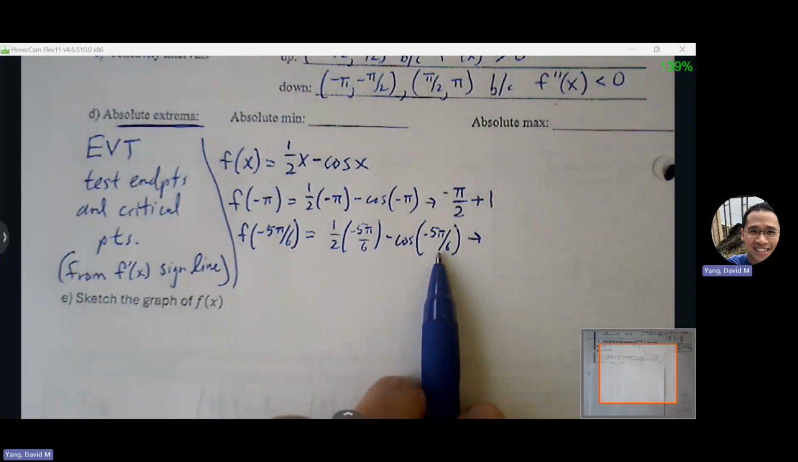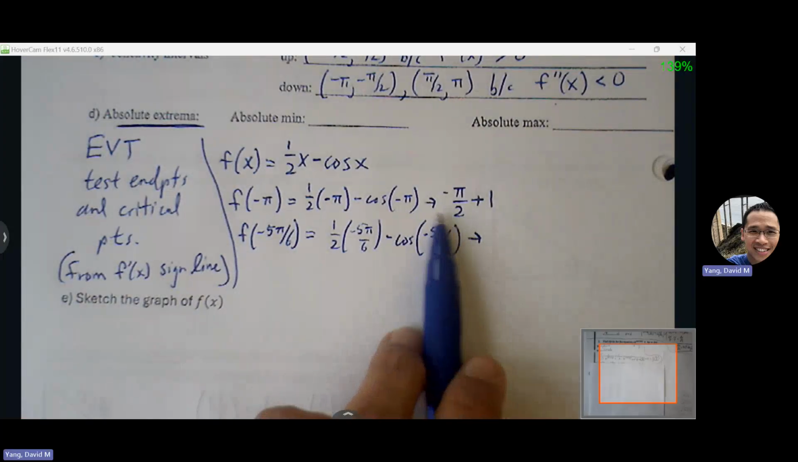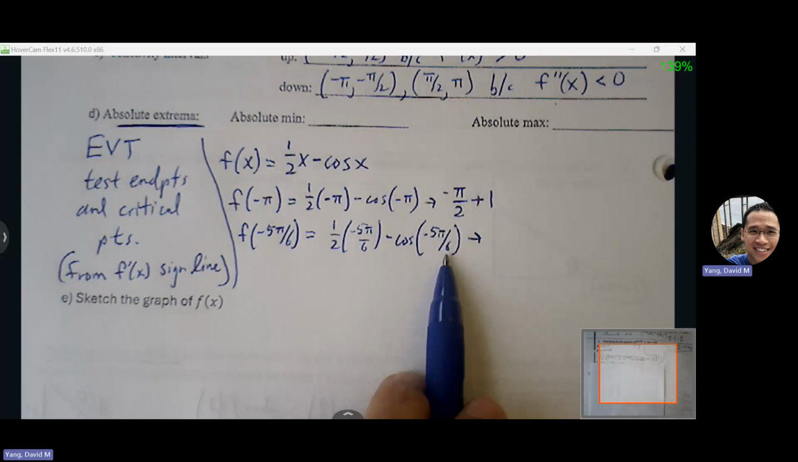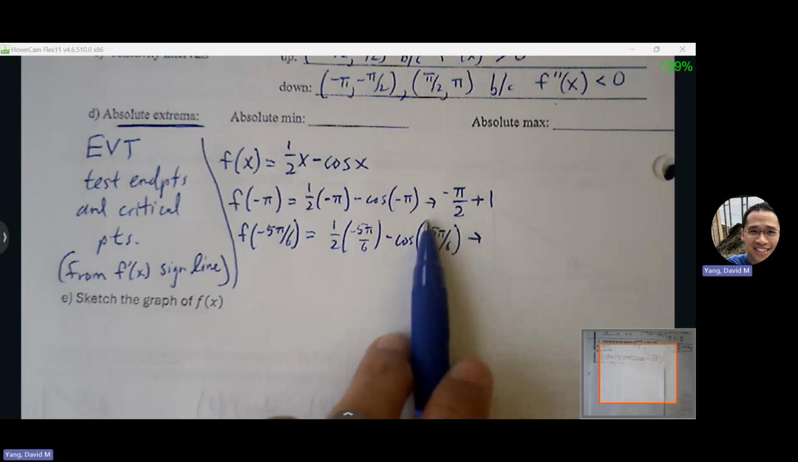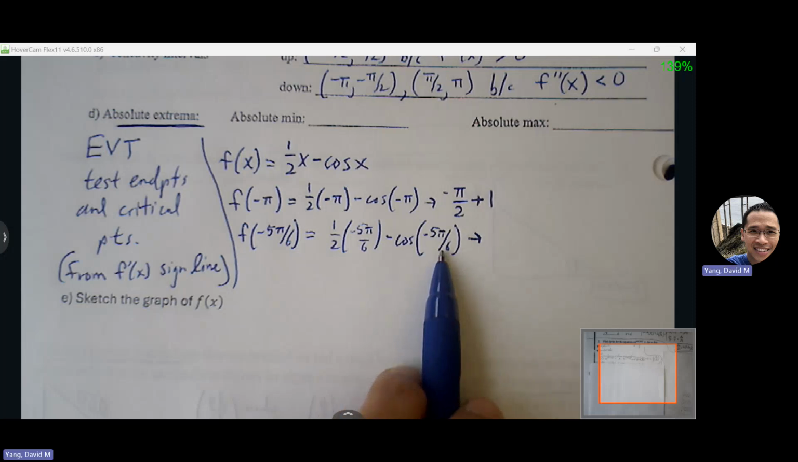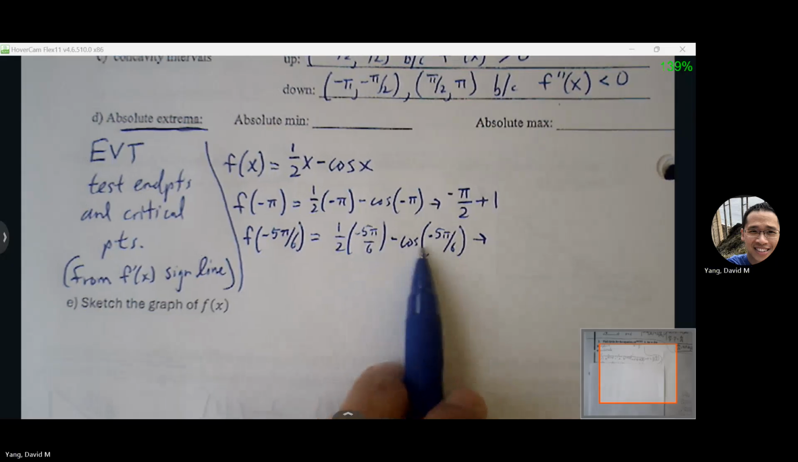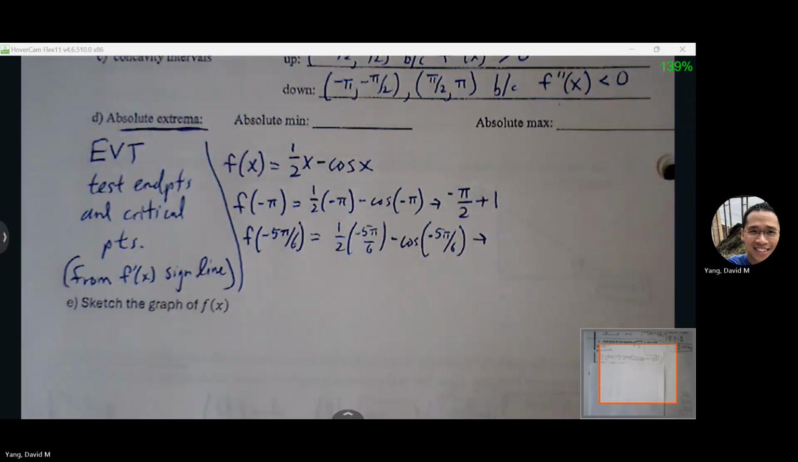If you don't recognize -5 pi over 6, you can always add 2 pi to get something more familiar. -5 pi over 6 is the same thing as 7 pi over 6, right? If we add 12 pi over 6. So cosine 7 pi over 6 is going to be in that pi over 6 family, third quadrant, √3/2, but it's going to be negative. Two negatives makes positive.